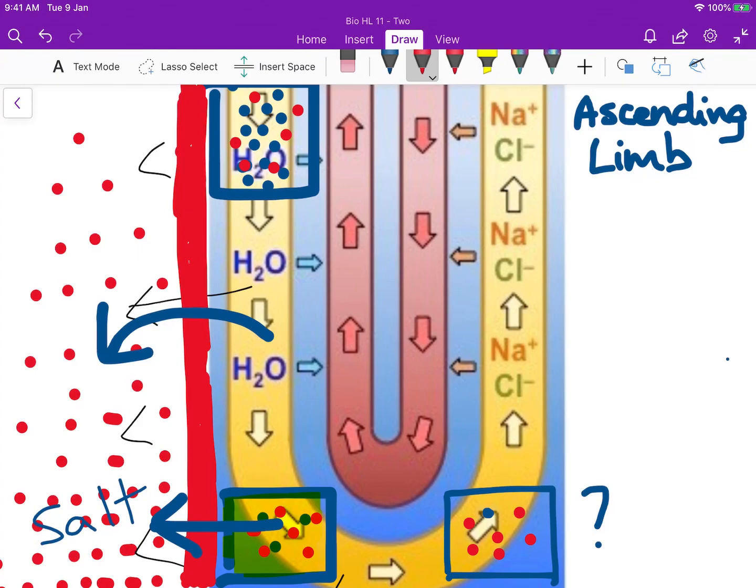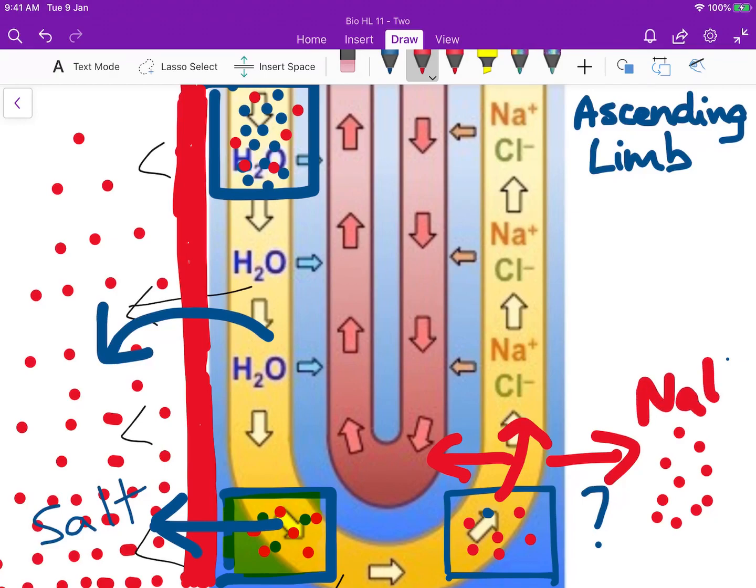And so we're going to switch round the case in the ascending limb. As this fluid turns the corner here, now we are going to pump salt. So the salt from this very salty solution is going to be pumped out. And this is actually what generates the hypertonic nature of the medulla. By pumping, using sodium pumps, we can now build up a very salty concentration.